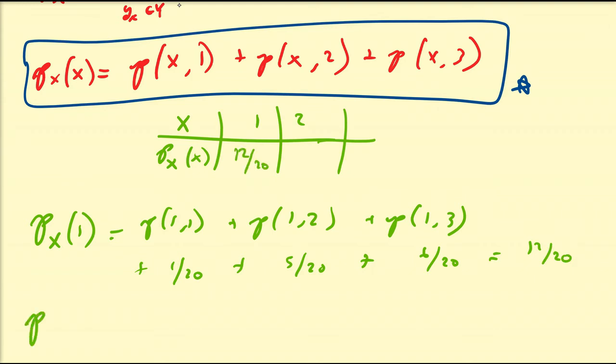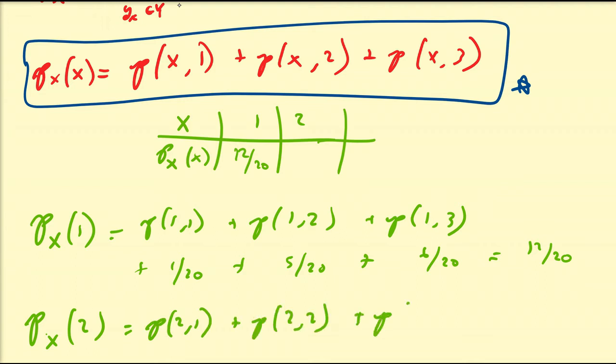And if I want to find the marginal PMF for x at 2, that's going to be P(2,1) plus P(2,2) plus P(2,3). So keep in mind, for the marginal PMF for a variable, we sum over the values of the other variable of the PMF.